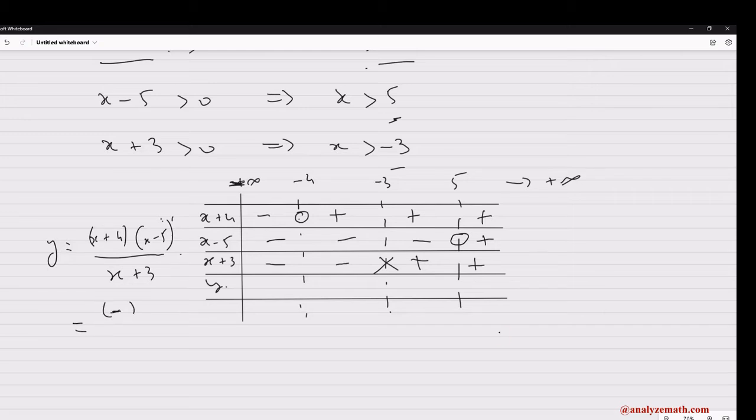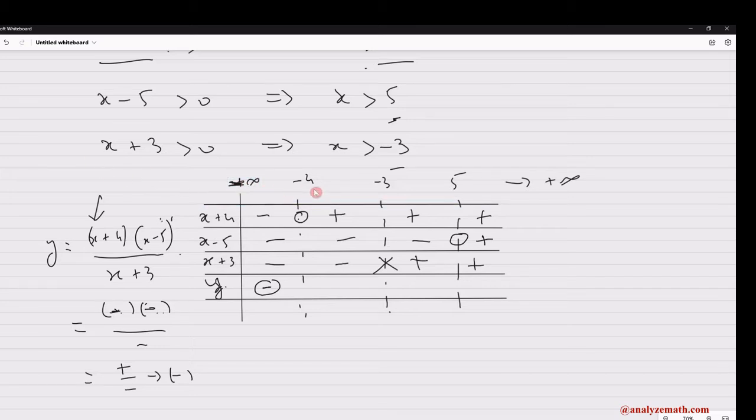So from minus infinity to minus 4, x plus 4 is negative. Multiply by x minus 5. x minus 5 is negative. Divided by x plus 3. x plus 3 in this interval is negative. Apply the rules of sign. Positive, negative, negative in the denominator. In the numerator gives me plus, minus, and the whole thing will give me minus. So I go here and I say y is negative on this interval.